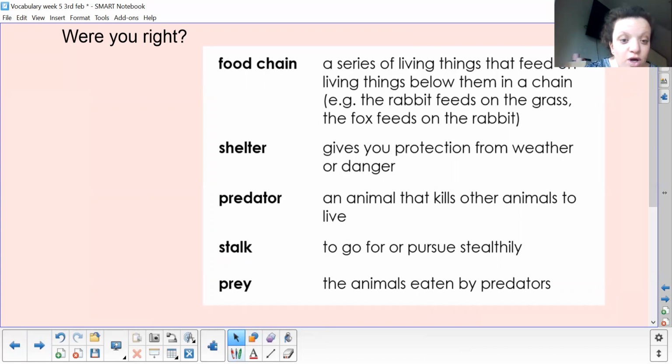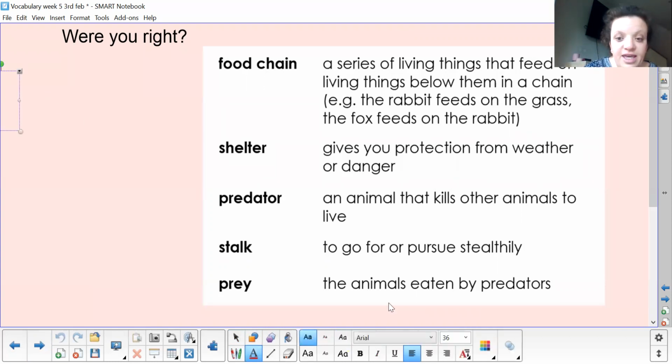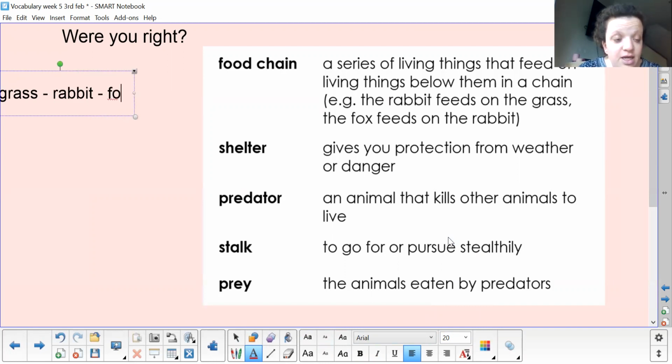So we would have at one end the grass, and then we'd have our arrow, and then we'd have the rabbit, and then we'd have the fox. And we'd have little arrows going that way. So like that, meaning the fox eats the rabbit and the rabbit eats the grass.